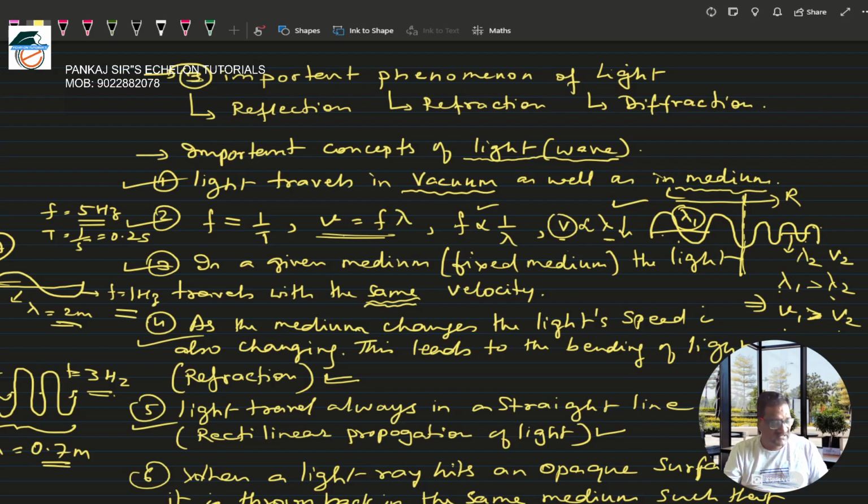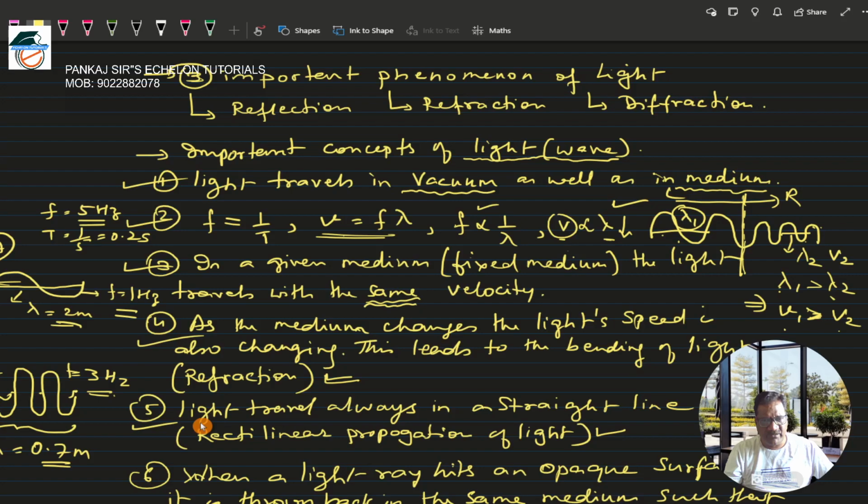But otherwise, if the light is allowed to move freely, it will move in any vacuum or in any medium in a straight line. Okay, it's going to follow a straight line path. It will not follow a zigzag or a curved path or anything like that. It will travel always in a straight line. This property of light is known as rectilinear propagation of light. Okay, so this also you should remember very well, the fifth point.